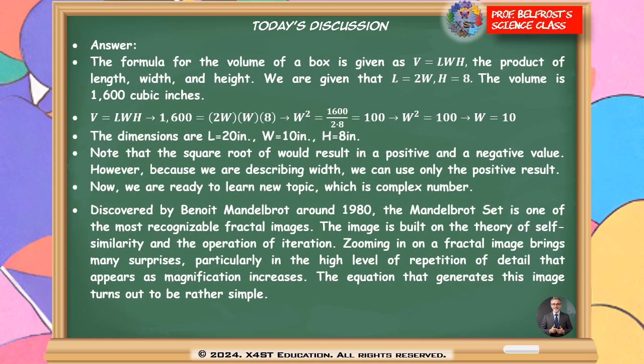So here's how we solve it. This time we use the formula V equals LWH, and we know L is 2 times W, and H is 8. So you just need to substitute as shown in the slide, and we obtain that 2W squared is 100, so W squared is 100, so W is 10. By using this, we know the length is 20 inches, the width is 10 inches, and the height has already been given, 8 inches. So this is the dimension.